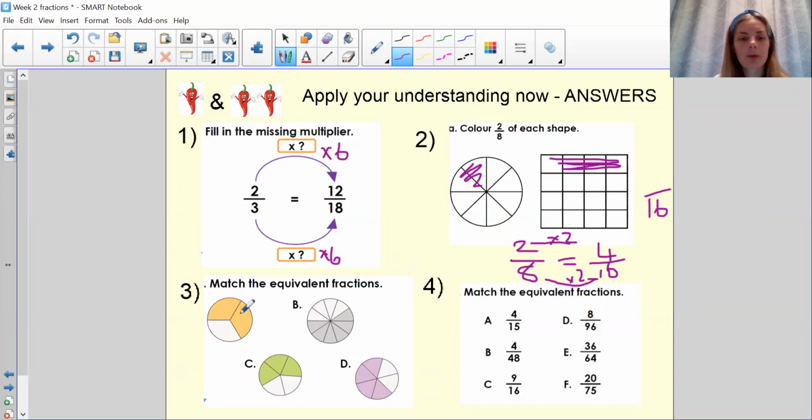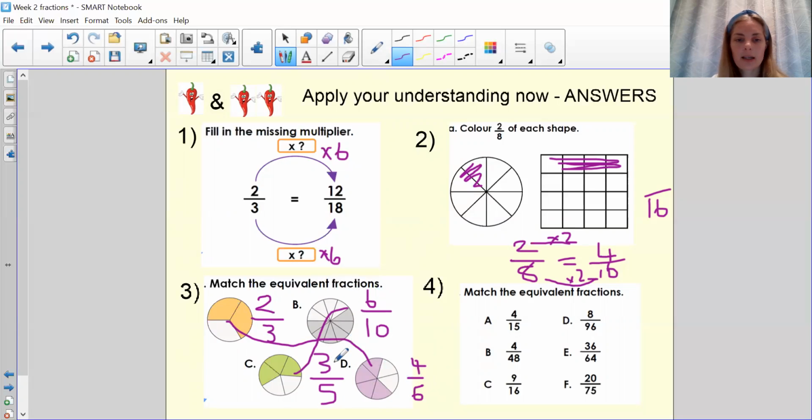Okay. Match the equivalent fraction. All right. So again, you can write the fraction out. 1, 2, 3, 4, 5, 6. So 6 tenths. I've got 4 eighths here. No, I don't have 4 eighths. I have 4 sixths. And I have 3 fifths. Right. So these 2 will be equivalent fractions, and these 2 will be equivalent fractions. Okay. So 3 times 2 gives me 6. 5 times 2 gives me 10. 2 times 2 gives me 4. 3 times 2 gives me 6.